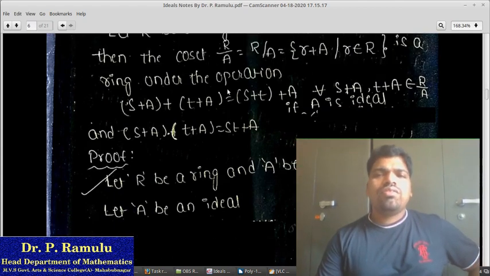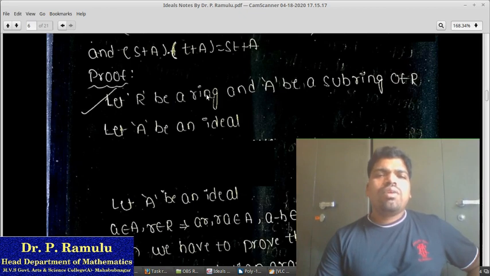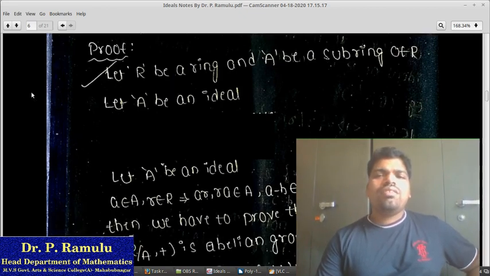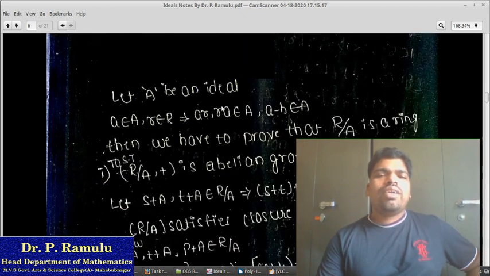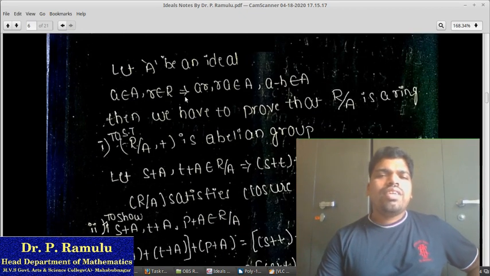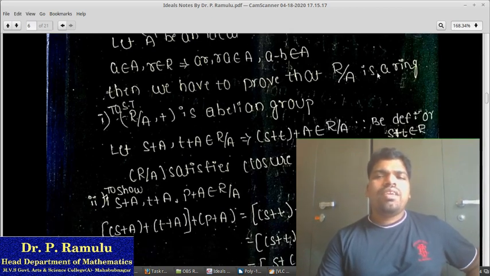I want to show this is a ring. This is a factor ring. So I want to prove this. Let R be a ring, A be a subring of R. Let A be an ideal. What is an ideal? If a, b belong to A and r belongs to R, then ar, ra belong to A and a minus b belongs to A. Then we have to prove that R/A is a ring by using these properties.